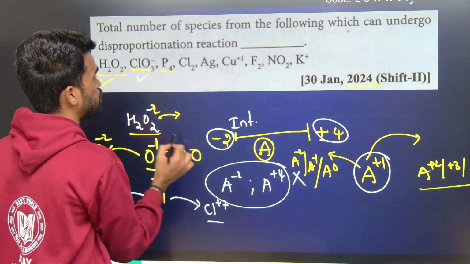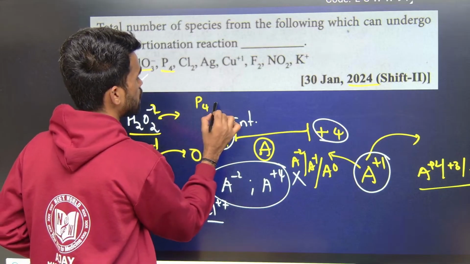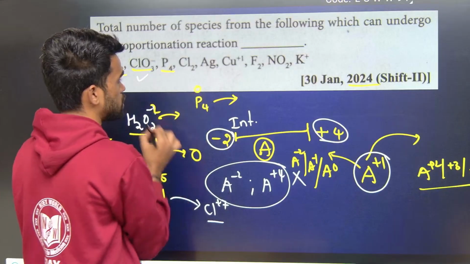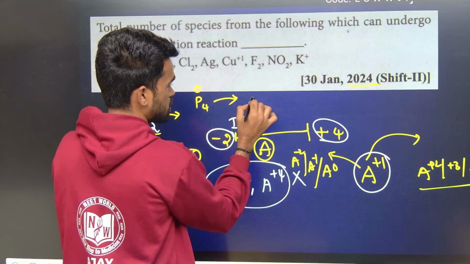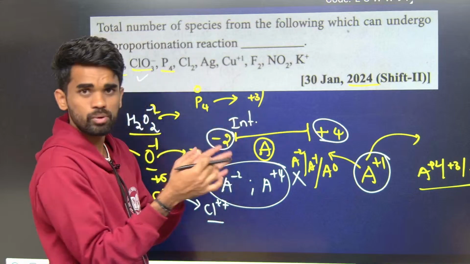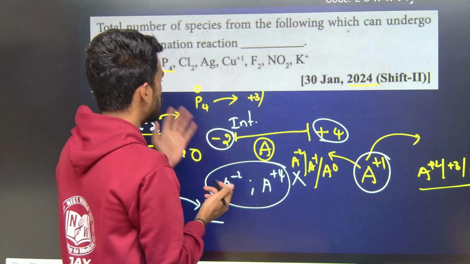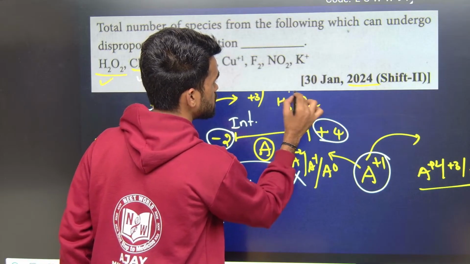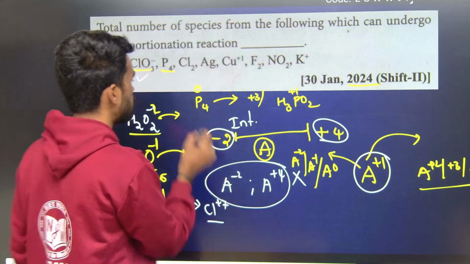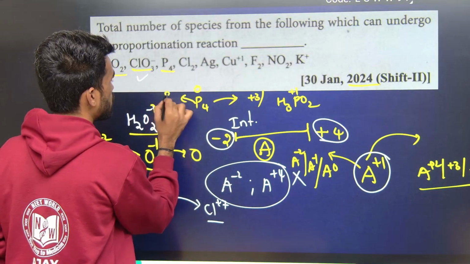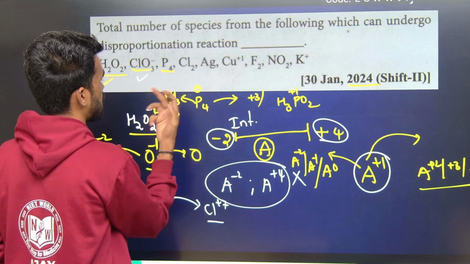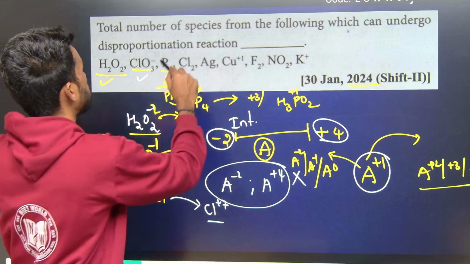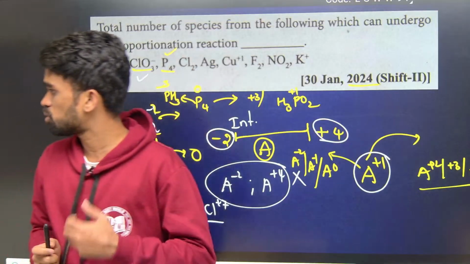Even phosphorus P4 is there. P4 can convert into either negative forms or positive forms. Here the oxidation state is 0. Now it can be converted into a +3 compound or a +1 compound, depending upon the situation. It can form oxo acids like H3PO2, in which it has +1 oxidation state, or it can undergo reduction by forming phosphine kind of compounds, where it has -3 oxidation state. So I hope this is clear. P4 can also undergo a disproportionation reaction.